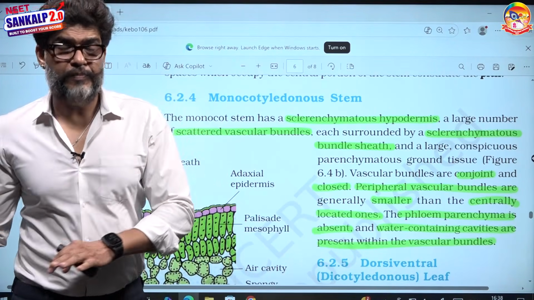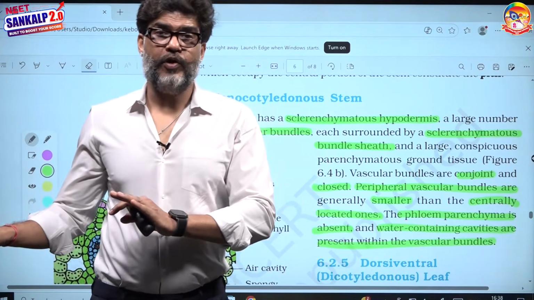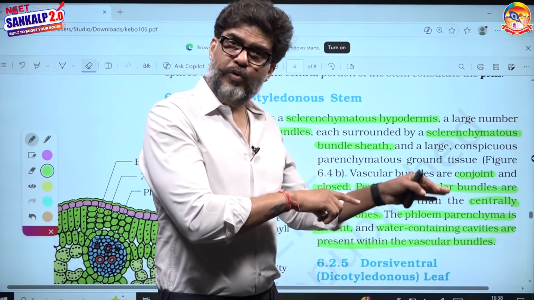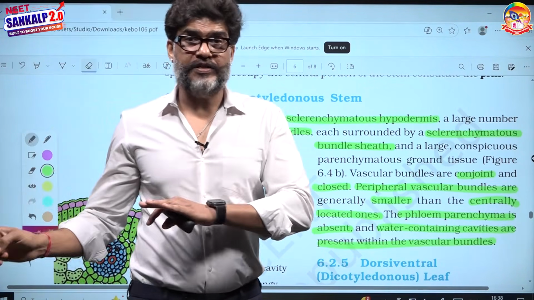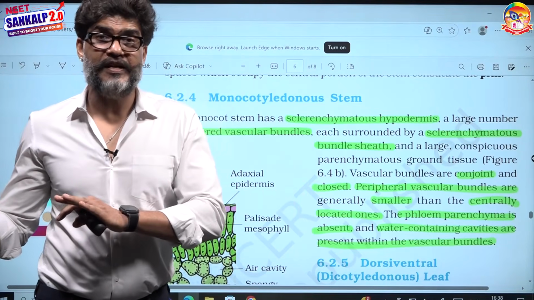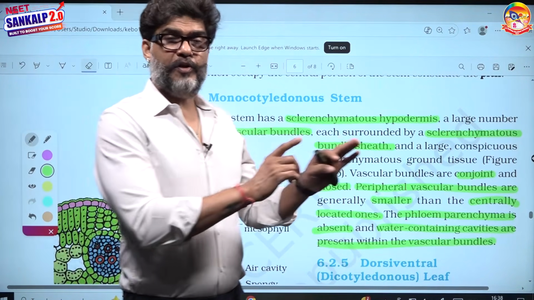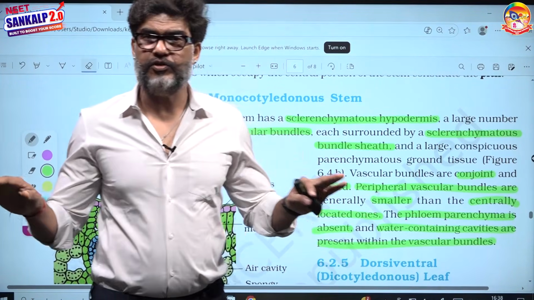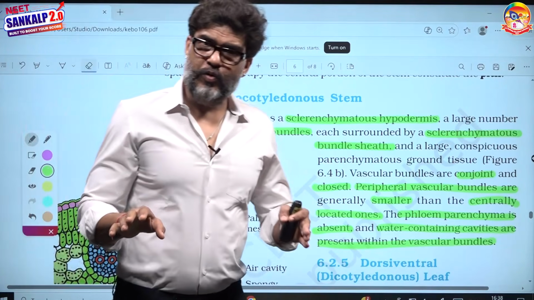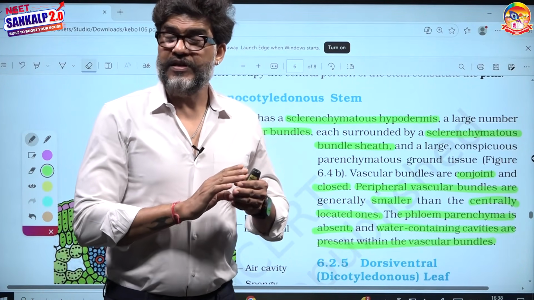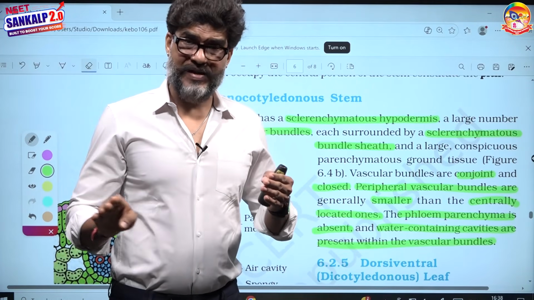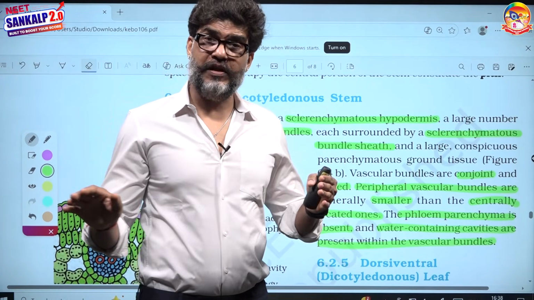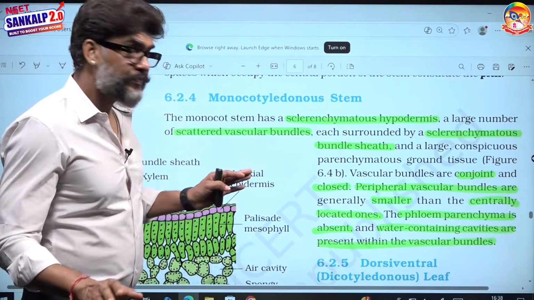In dicot stem, hypodermis was collenchymatous. In monocot stem, it is sclerenchymatous. In dicot stem, endodermis was present in the form of a starch sheath, but in monocot stem there is no starch sheath or endodermis. In monocot stem, except hypodermis, there is neither an endodermis, nor a pericycle, nor a medullary ray, nor a pith region.